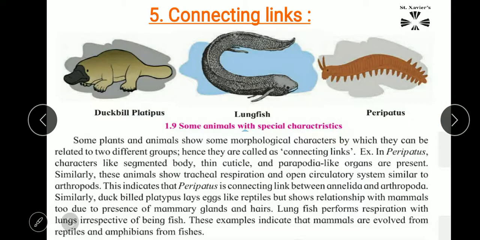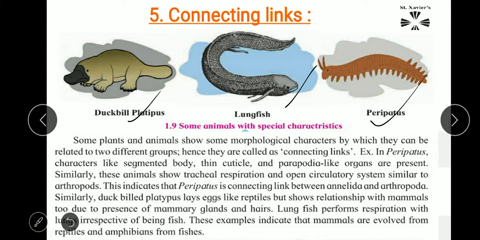Let's continue, students. Next, the fifth evidence. When we are talking about evidences of evolution, the fifth evidence here is connecting links, students. Three examples are shown here: duckbill platypus, lungfish, and peripatus. Some plants and animals show morphological characters by which they can be related to two different groups. Hence they are called connecting links. I'll explain in detail, students.